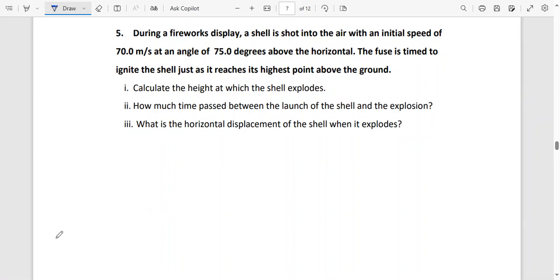So we have got a shell that is thrown like that. It's actually timed so that by the time it reaches this point, it explodes just at the maximum point. And this is the horizontal range. This is the height, the maximum height.